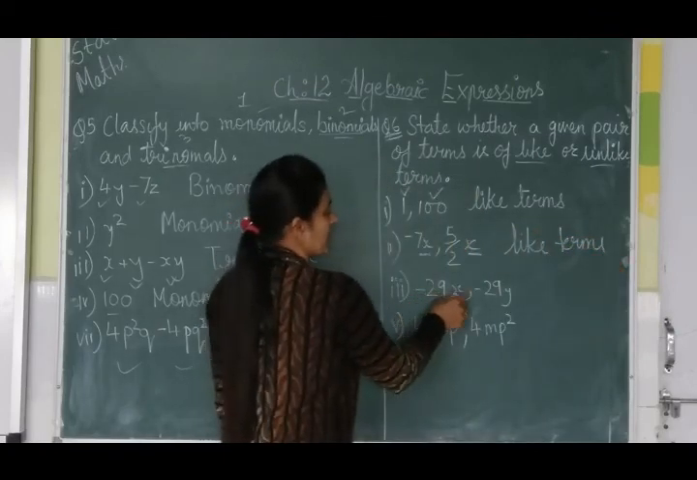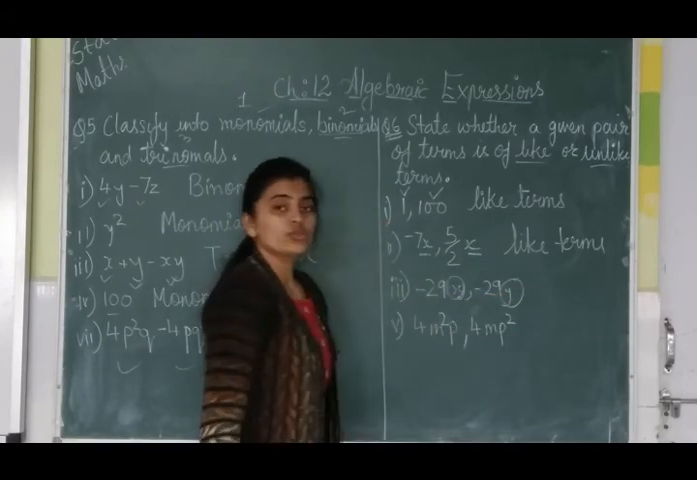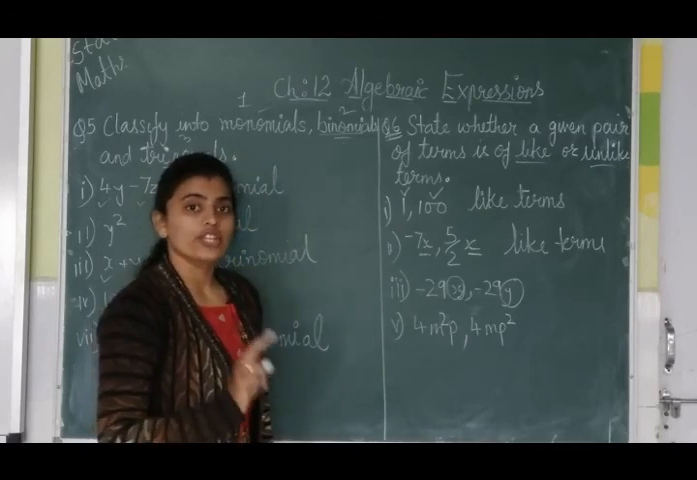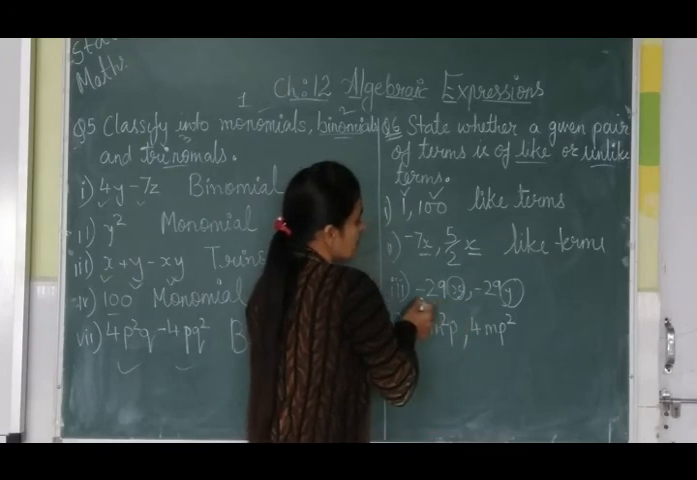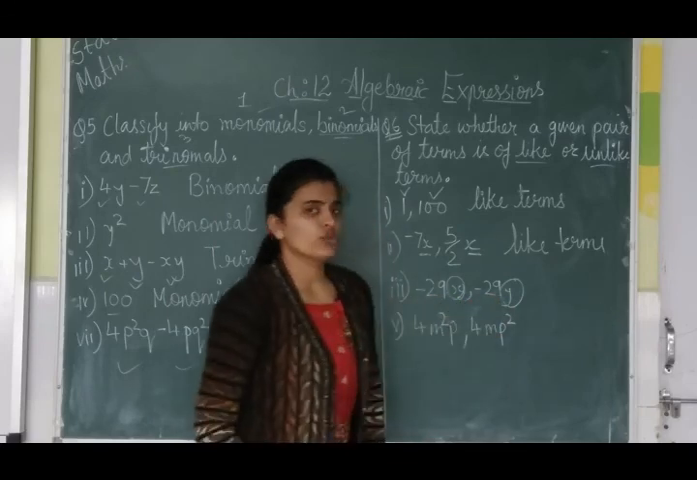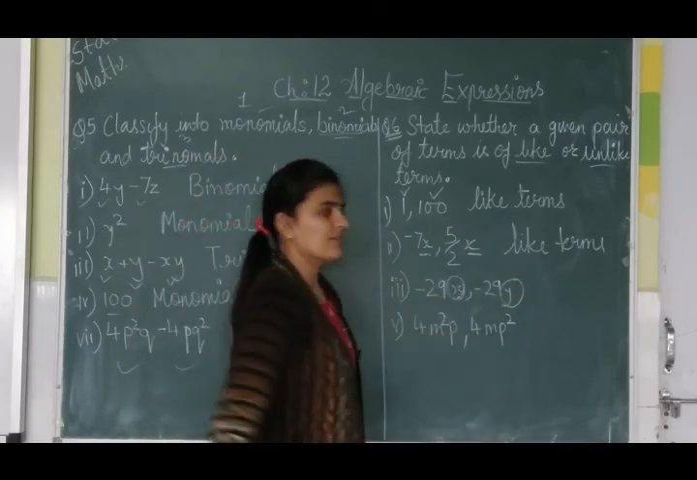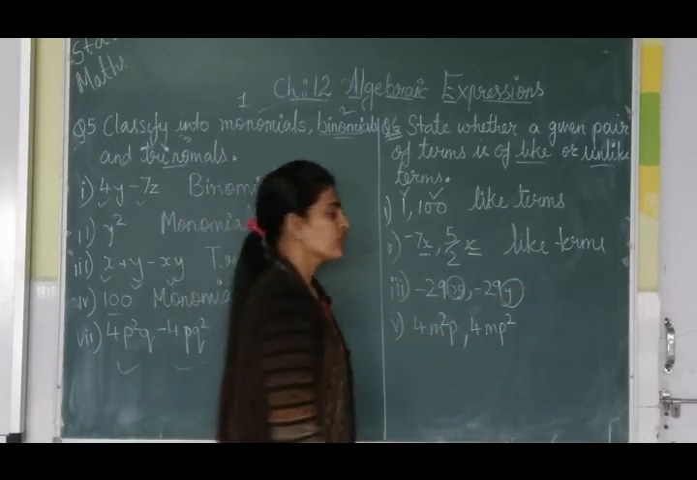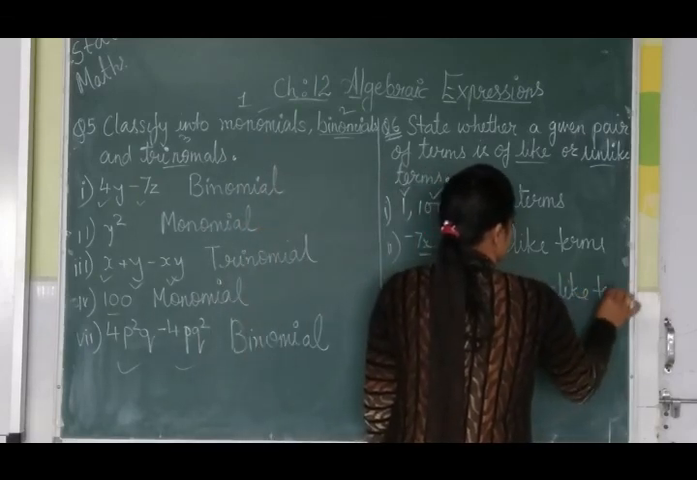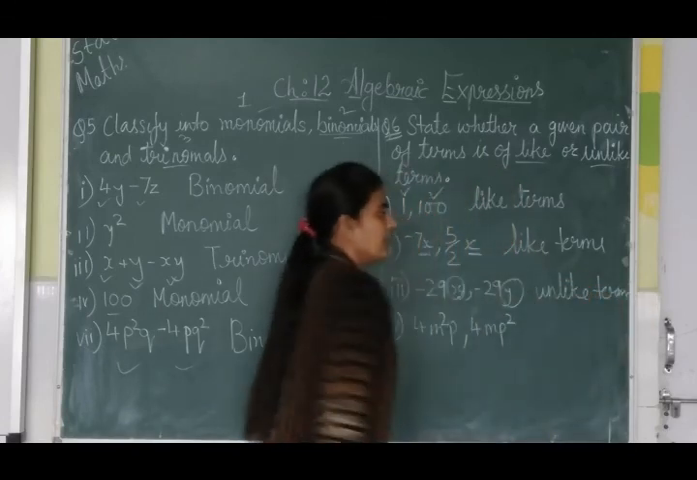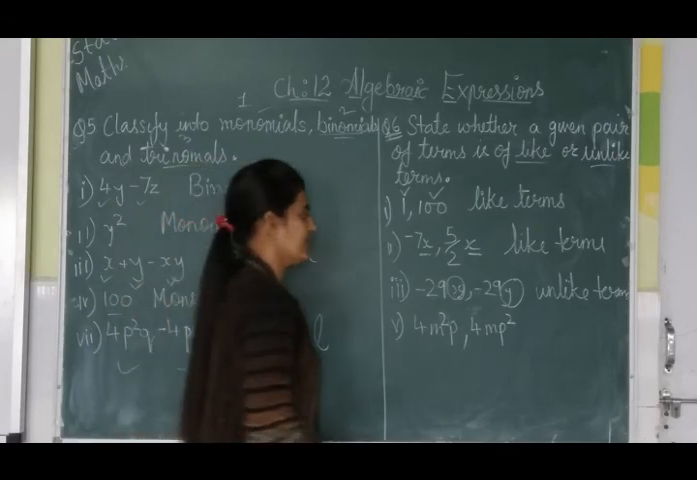Next, minus 29x and minus 29y. Here x is there and here y is there. Two different variables are there, so two different factors. Here you can see minus 29 and minus 29 are the same, but with one there is x and with the other there is y. So this is an unlike term. If even one thing is different in the two terms, then it will be an unlike term.